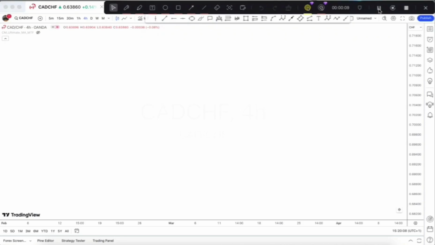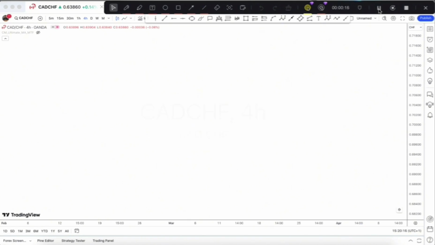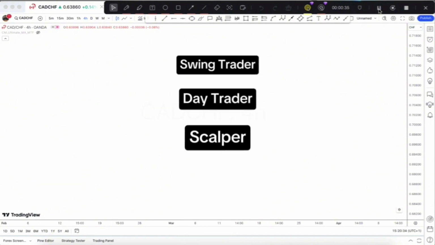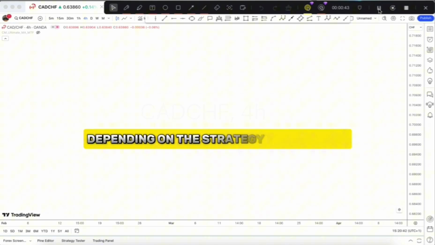Alright, in today's video, I am going to be showing you how to draw a support and resistance level. Support and resistance levels are very important tools that traders use in the Forex market in order to determine the trend, the best way to get into the market, and the best way to get out of the market, right? So whether you are a swing trader, a day trader, or a scalper, it can be very valuable to you. And also depending on the strategy you're using, right?